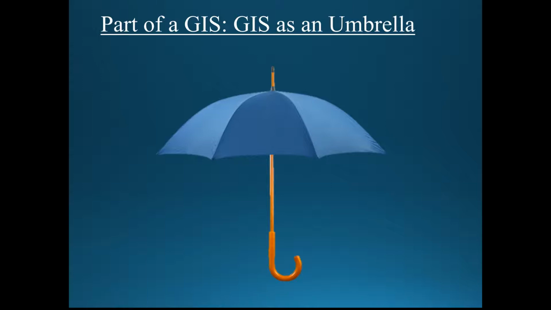All right, so parts of a GIS. GIS in reality is a bit of an umbrella. At the top of this umbrella, we're going to have our data. That's what's coming down, raining on us, and the umbrella is going to protect us from the data that is crashing all around us. How it's going to do that is it's going to give us software that's able to manipulate and interpret this data.